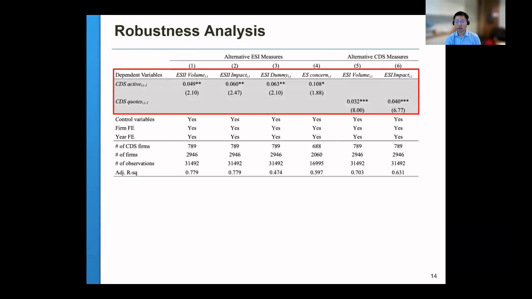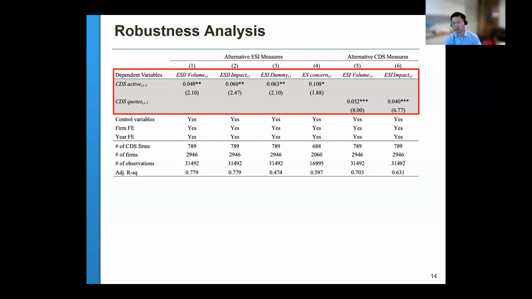We also do some robustness analysis by using alternative ES measures. Maybe you worry that the incidents may be in a different industry, so they have different numbers. So we use the number of incidents minus the industry average, and we also try the ESI dummy, and the ES concern from the KLD data set, to do those robustness analyses. It does not rely on one single database. We do find very consistent results.